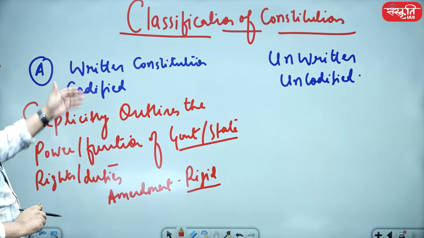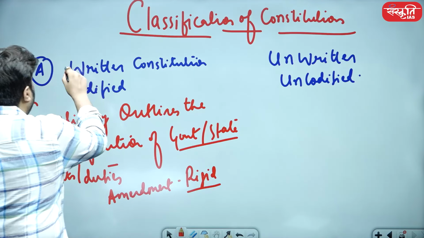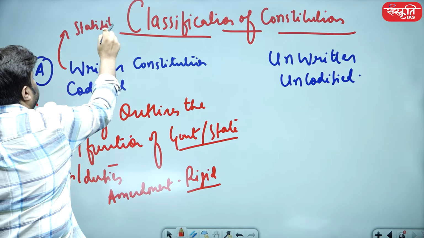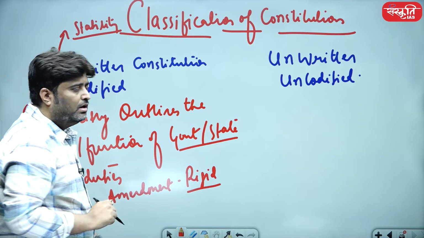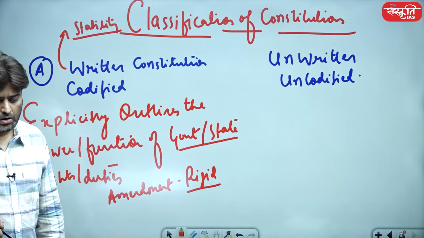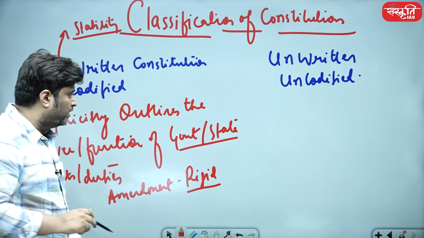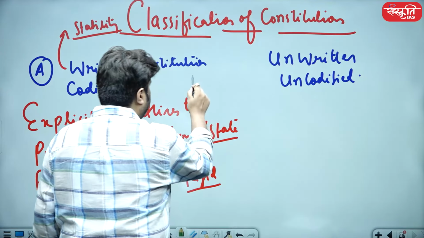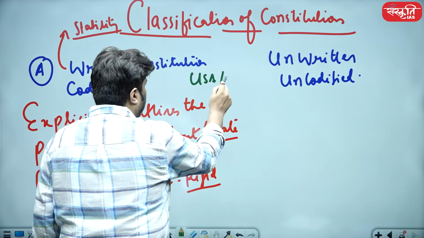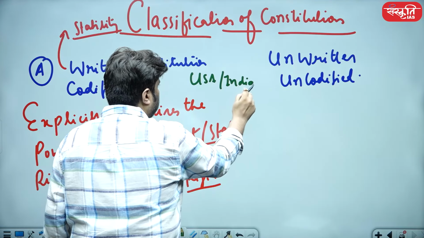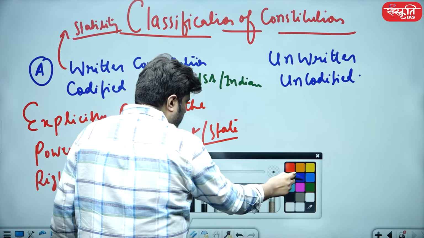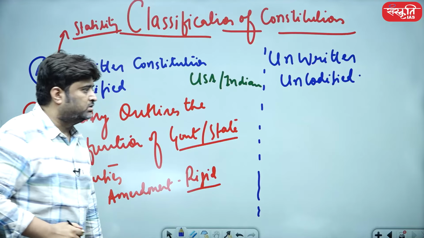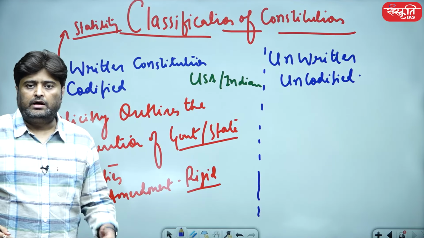The best part about written constitution, student, is that it provides a lot of stability because things are very explicitly mentioned. So that is the importance of written constitution. What are the examples of written constitution? The best examples are, of course, the American Constitution and the Indian Constitution. They are considered the best possible examples of written constitution. What do we mean by unwritten constitution?